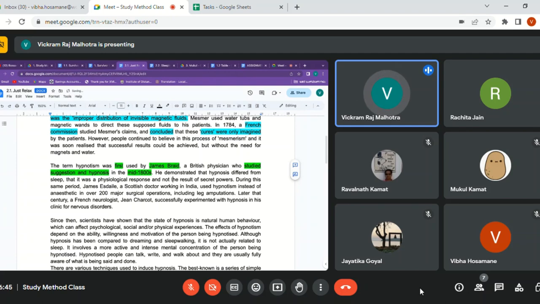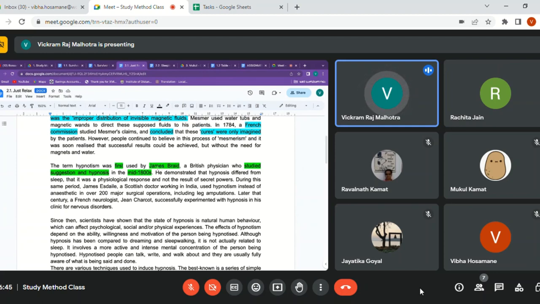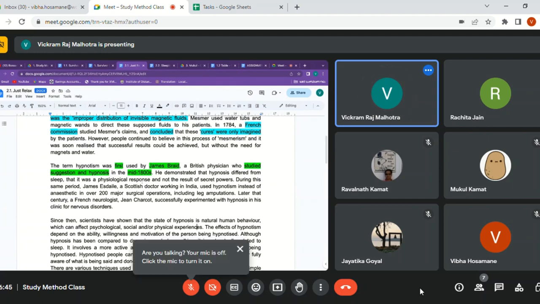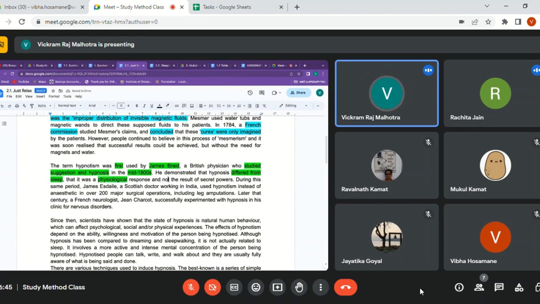Next sentence. I think demonstrated could be one. Let me finish reading the sentence and then you can tell me. He demonstrated that hypnosis differed from sleep, that it was a physiological response and not the result of secret powers. So he demonstrated three things: hypnosis differed from sleep, it was a physiological response, and not the result of secret powers. So I think you should highlight those three. Please read the next.